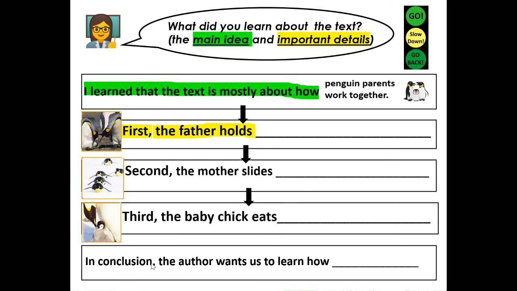All right, now we're slowing down again. Look closely at the picture. Second, the mother slides. Where does the mother slide? Second, the mother slides. So say your sentence out loud. Push pause and write your sentence. And when you're finished writing, push play.